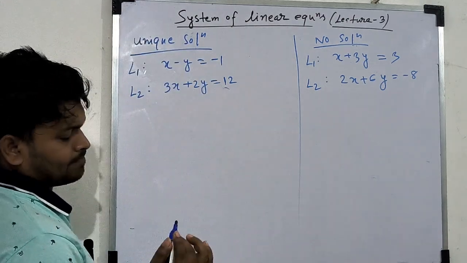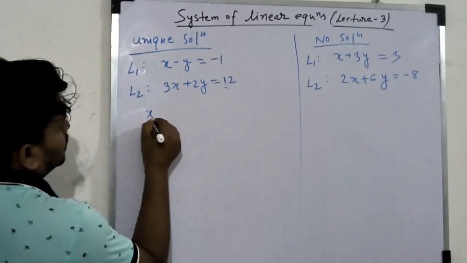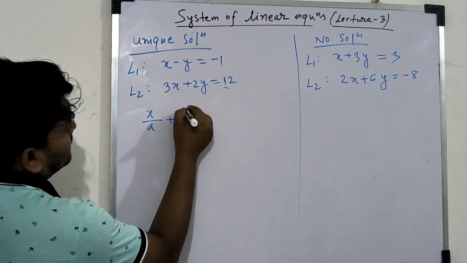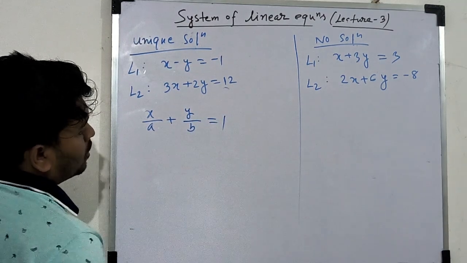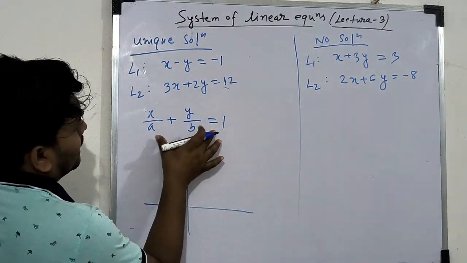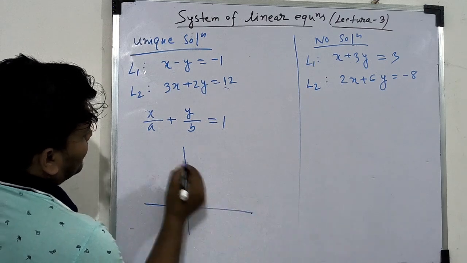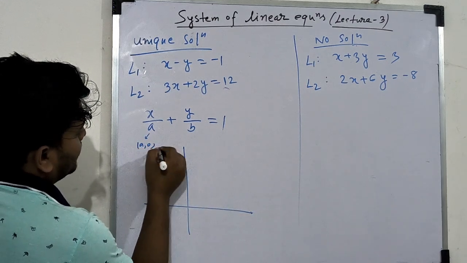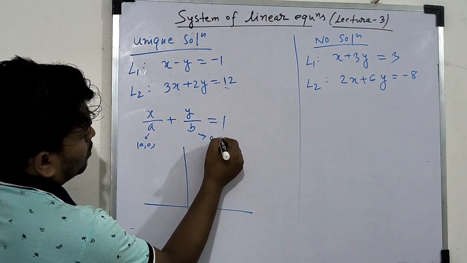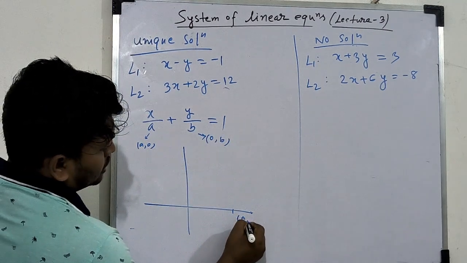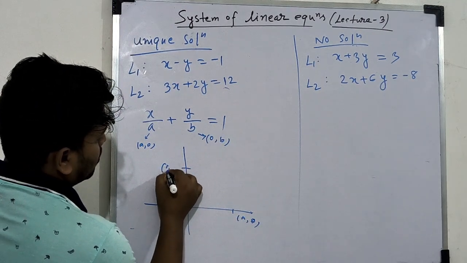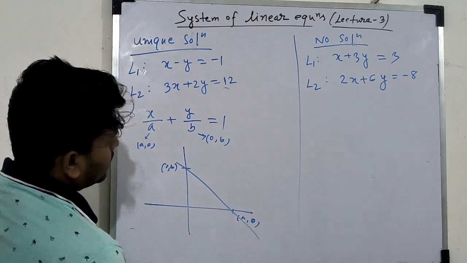Whenever you draw a line, you take the line in this form, which makes it easier to draw. The line will intersect the x-axis at the point a comma 0 and the y-axis at the point 0 comma b. So this will be a comma 0 and this will be 0 comma b. So this line will be like this.